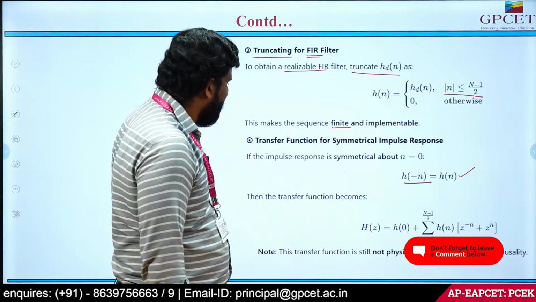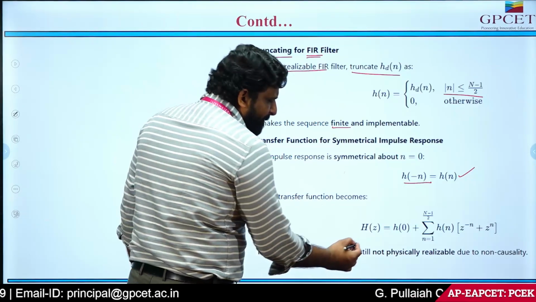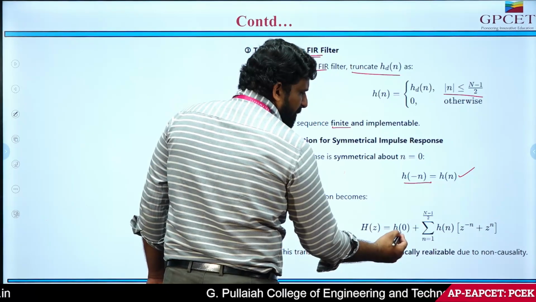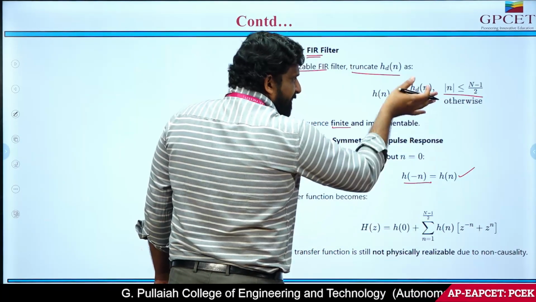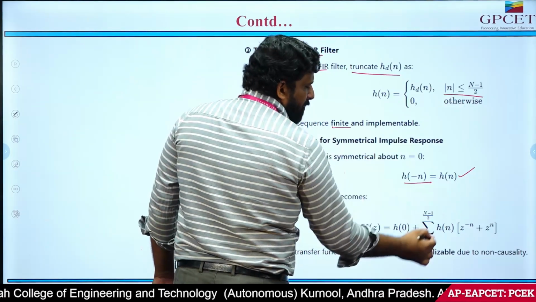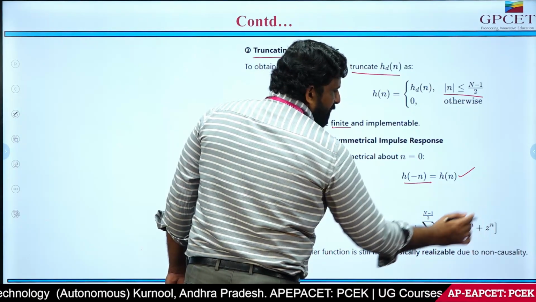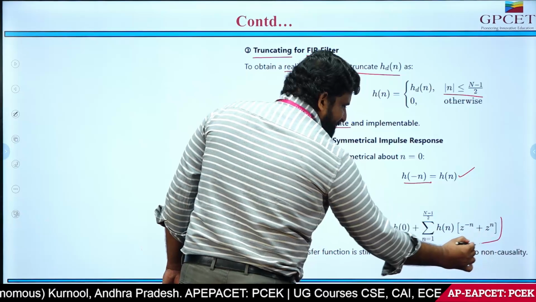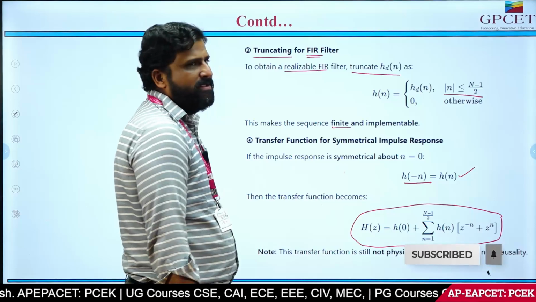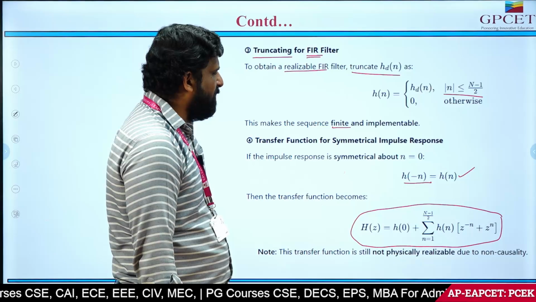So here the transfer function, h of n, is converted into h of z, and what is the final equation I am going to get? H of z is equal to h of 0, because it is symmetrical about n equal to 0, plus the sum from n equal to 1 to n minus 1 by 2 of h of n times z power minus n plus z power n. So this is the finalized equation, which is nothing but the finite impulse response. Good, we got the transform equation for a symmetrical impulse response, h of z.